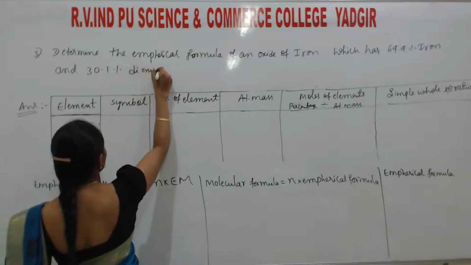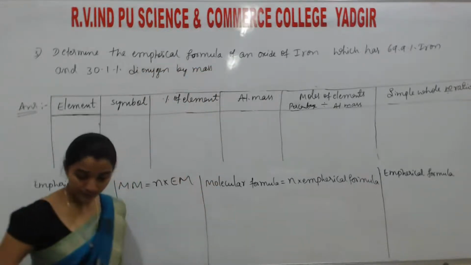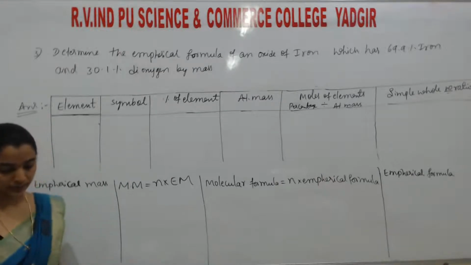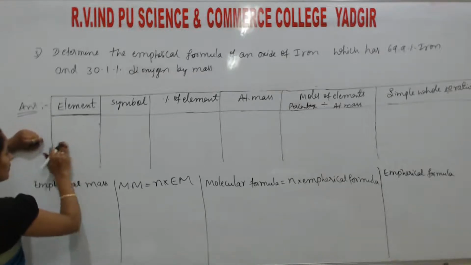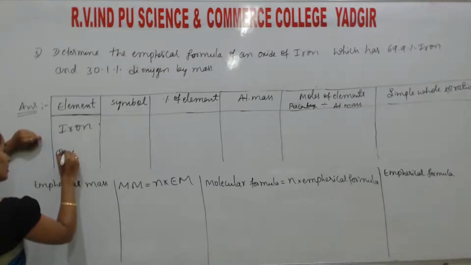Dioxygen by mass. Remember students, here the elements they gave are iron as well as oxygen.